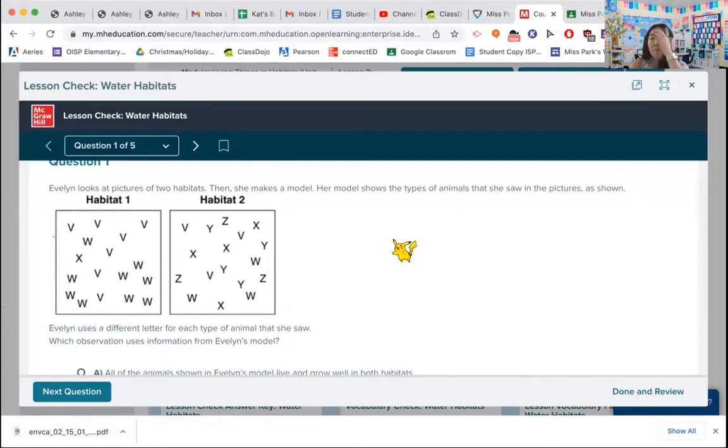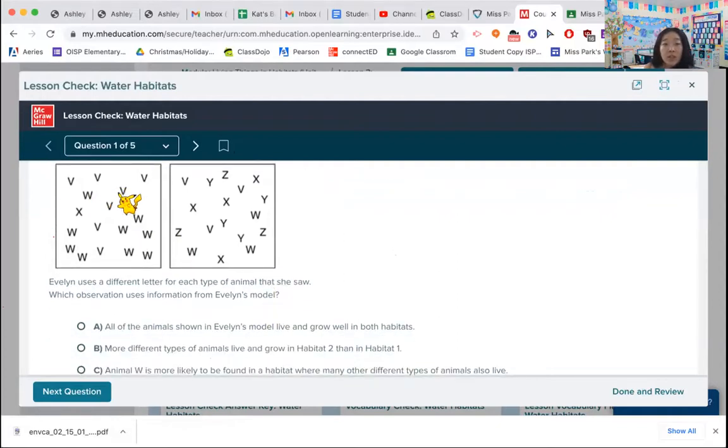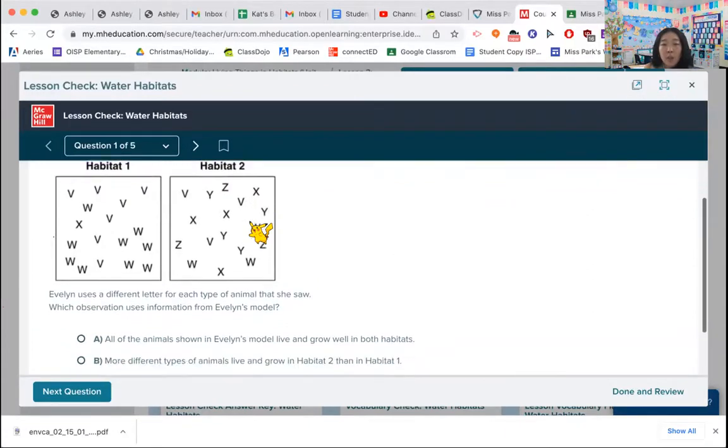Evelyn looks at the picture of 2 habitats. Then she makes a model. Her model shows the types of animals that she saw in the pictures as shown. So here's habitat 1. There's V's, W's. That's it. And habitat 2 has V's, W's, and Z's. Evelyn uses a different letter for each type of animal that she saw. Which observation uses information from Evelyn's model?